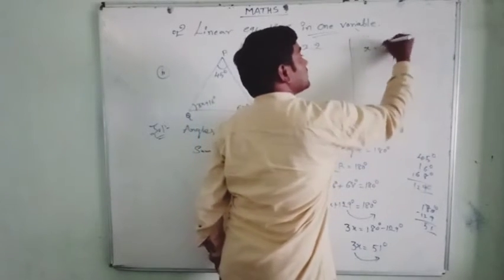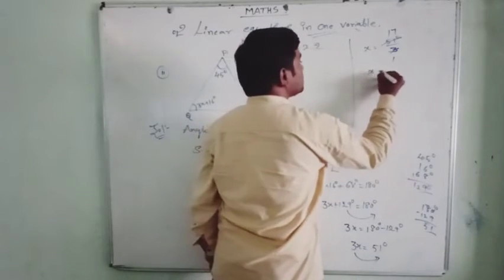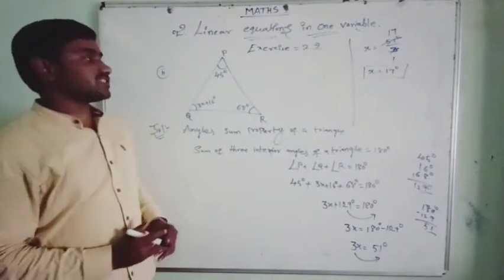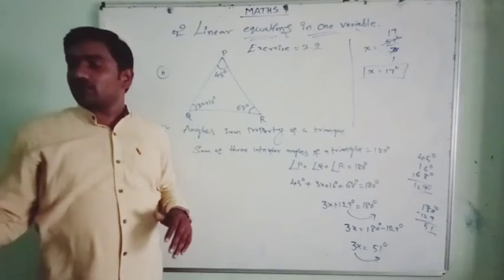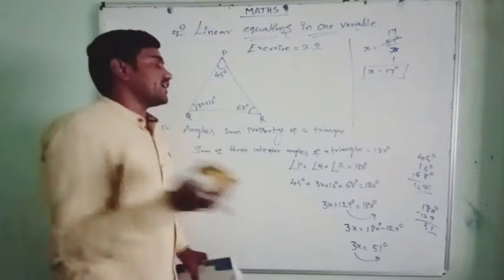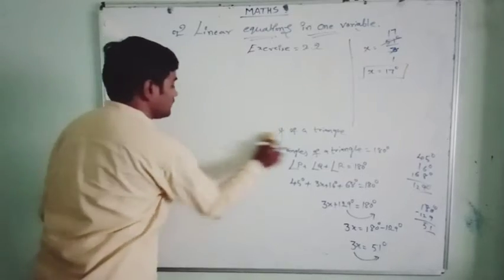3 ones are 3, 3 17s are 51. Hence x equal to 17 degrees. So we got the x value here. By using the angle sum property of a triangle, the sum of 3 interior angles of a triangle equal to 180 degrees. By using this property, we solve this problem.